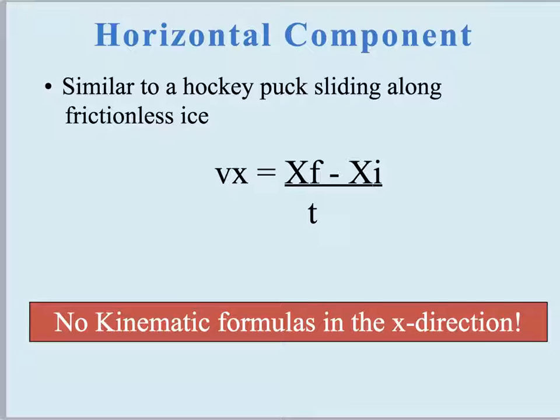So when we're talking about the horizontal component, because there's no acceleration, we can't use any kinematic equations. And if we can't use any kinematic equations, we have to default to our velocity formula, which looks kind of odd the way it's written here. Let me rewrite it.